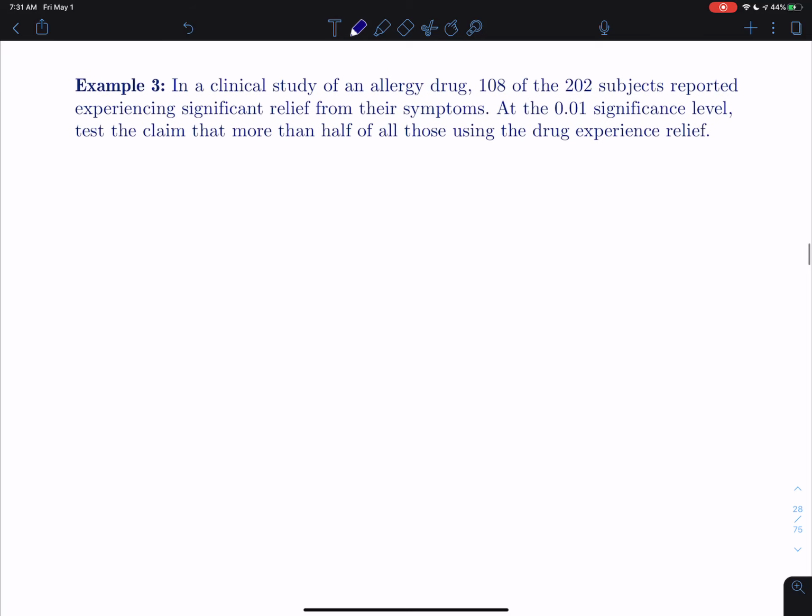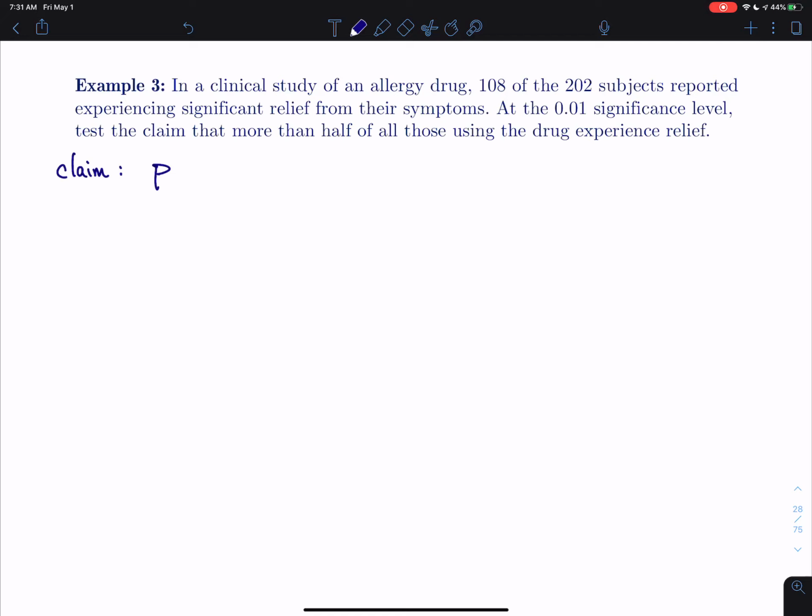In a clinical study of an allergy drug, 108 of the 202 subjects reported experiencing significant relief from their symptoms. At a 0.01 significance level, a tester claimed that more than half of those using the drug experienced relief. Now, the claim is that more than half experienced relief. When talking about half of a population, you're talking about a percentage, so this is obviously a percentage hypothesis test.